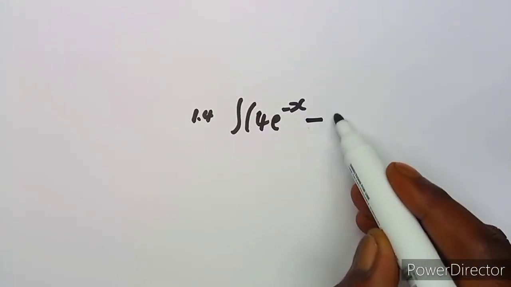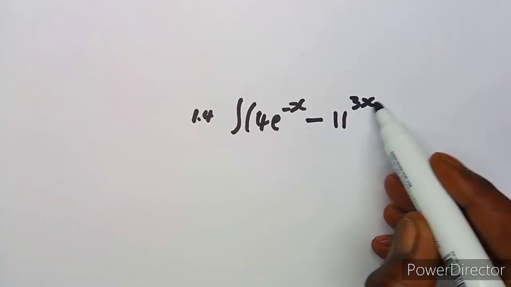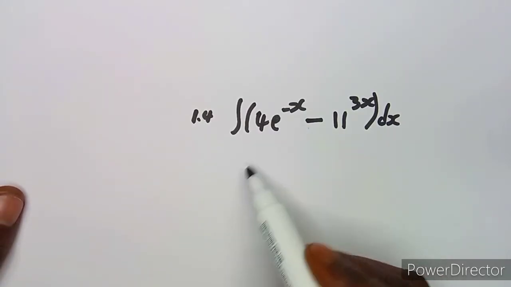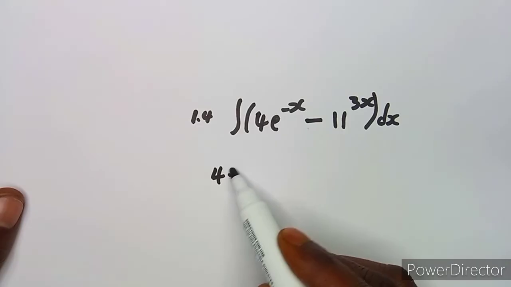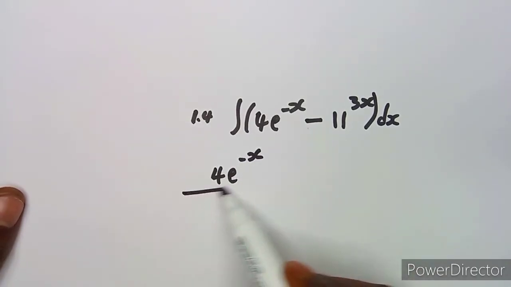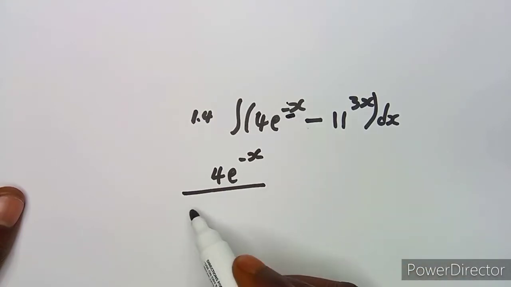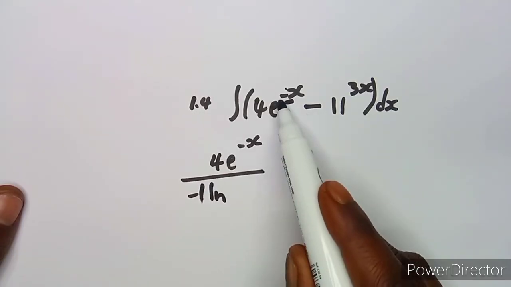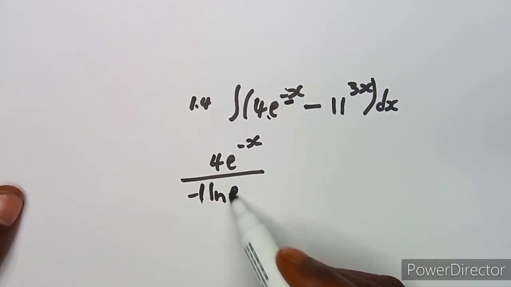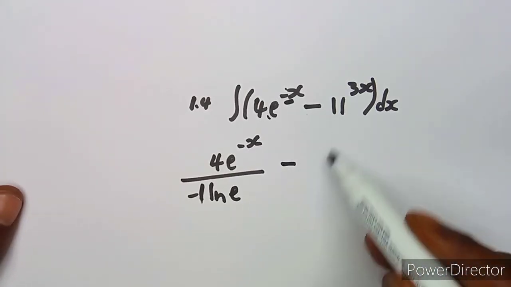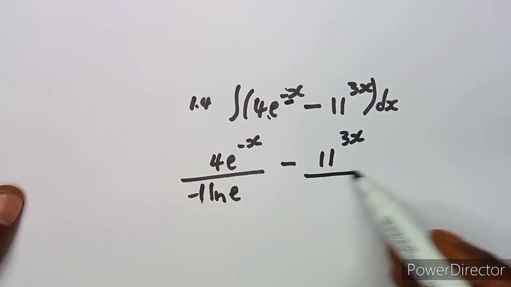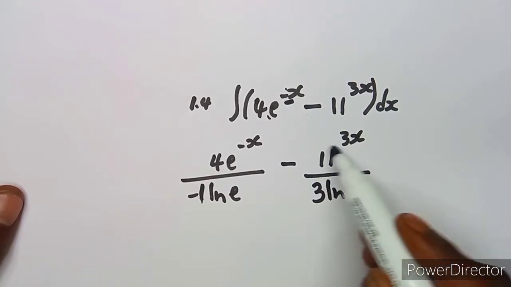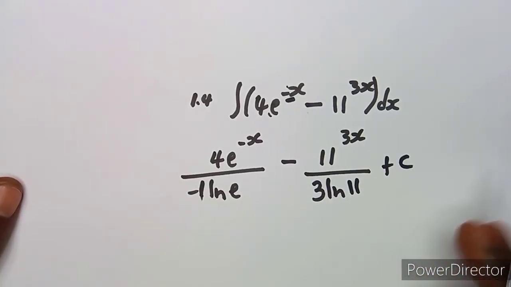Remember, we have been talking about this. If you cross check, guys, most of the questions we have been talking about this type of question. So we said when it is like this, this part is going to remain as it is, which is 4e to the exponent of minus x over the derivative of the exponent, which is minus 1. So we've got minus 1 times ln e, which is your a in this case, e, so it's ln e. Minus, we do the same here, 11 to the exponent of 3x over the first derivative of the exponent, which is 3, ln a, which is our a in this case 11, plus the constant of integration.